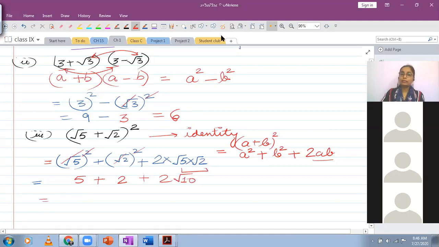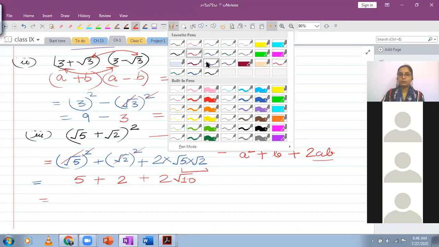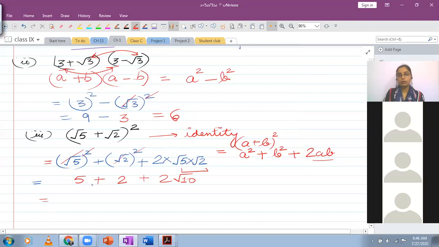Do you have any like terms now? Yes. 5 plus 2, these two are like terms, the constants I would say here. Although all of these plus 2 root 10. So we get 7 plus 2 root 10.